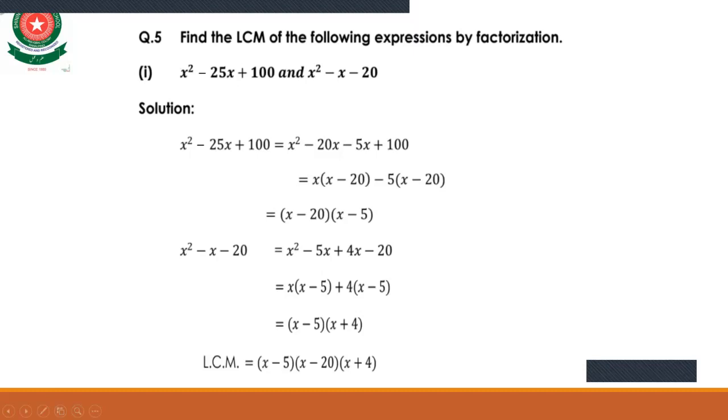You can see that in equation 1 and equation 2, x minus 5 is common. x minus 5 occurs in both terms.